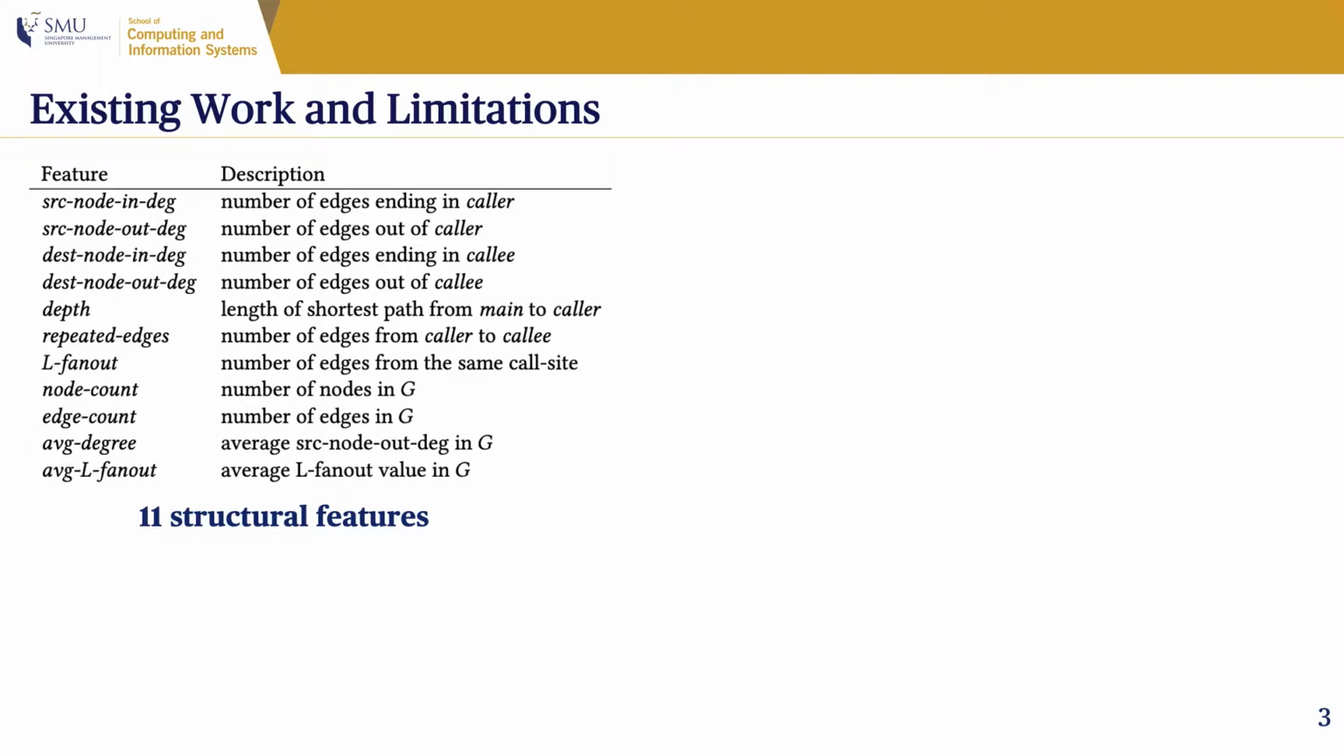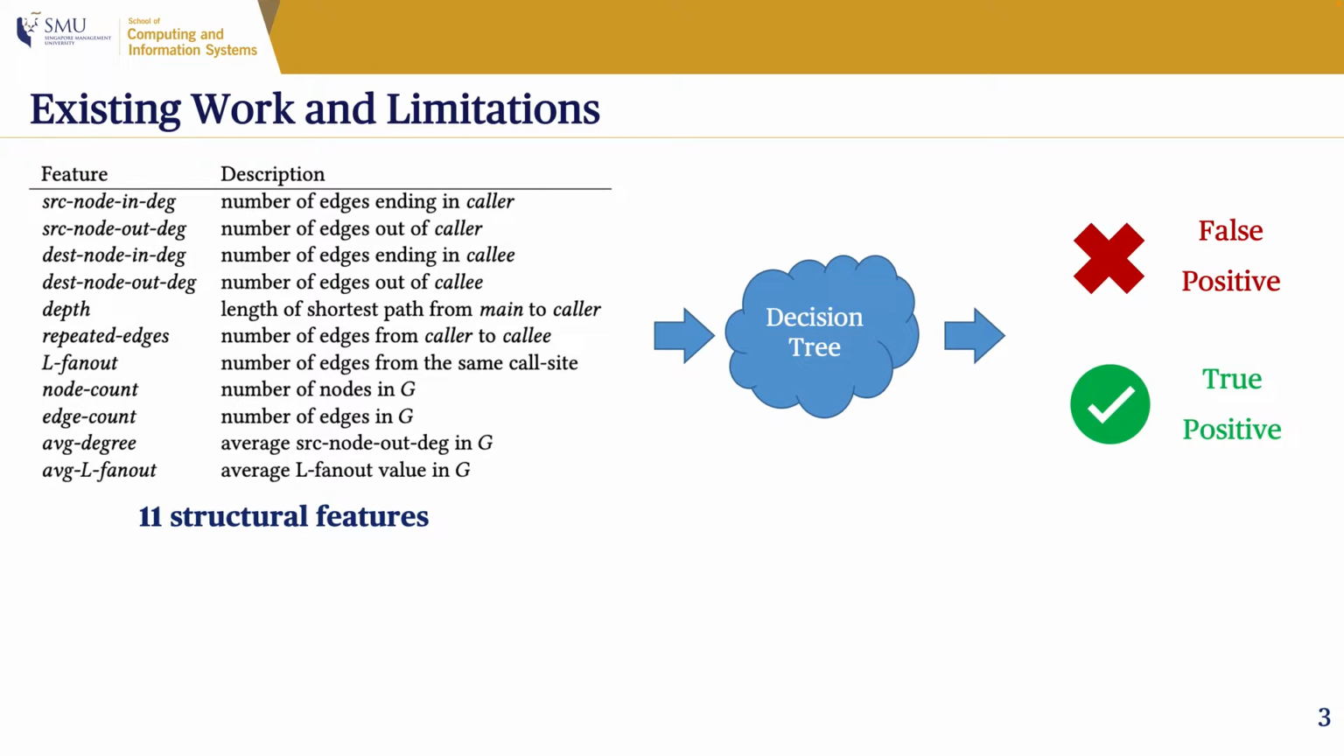Particularly, ESEC proposed to use structural characteristics of each edge in a static call graph to classify whether the edge is a false positive or not. Towards this, they first extract 11 types of structural features, as we can see in the slide, then build a decision tree algorithm to classify the edges in the call graph.